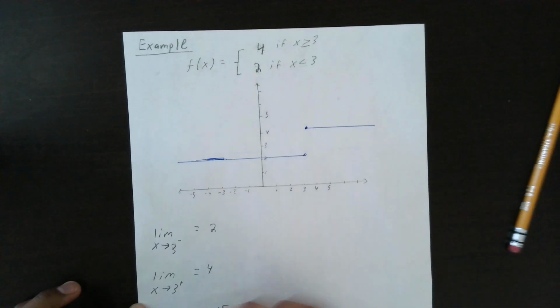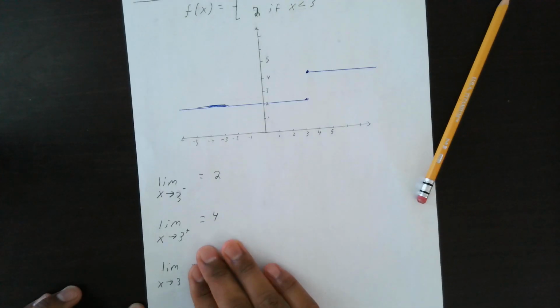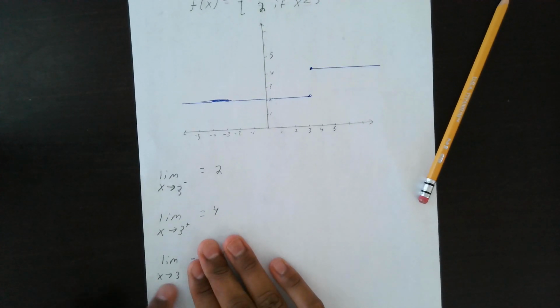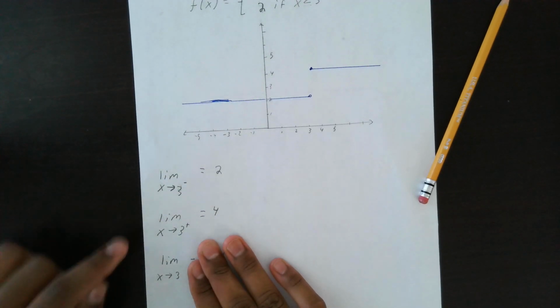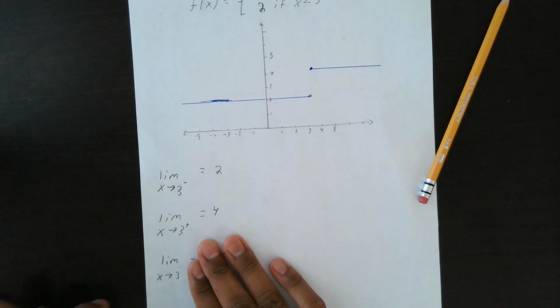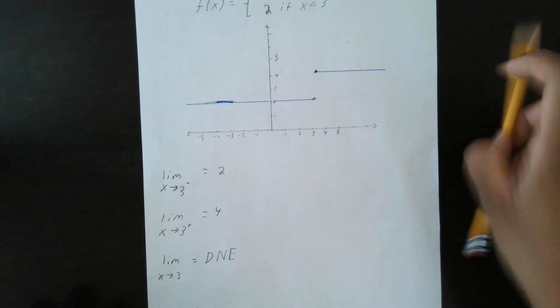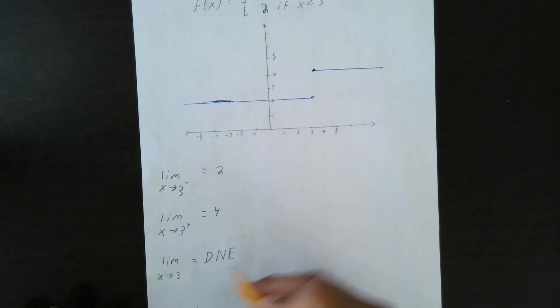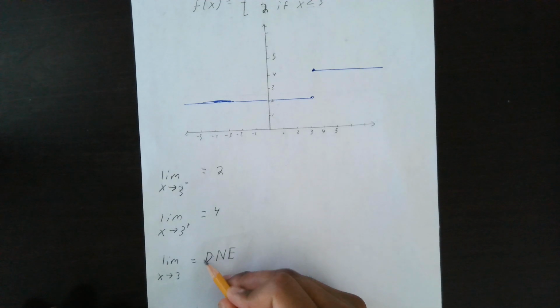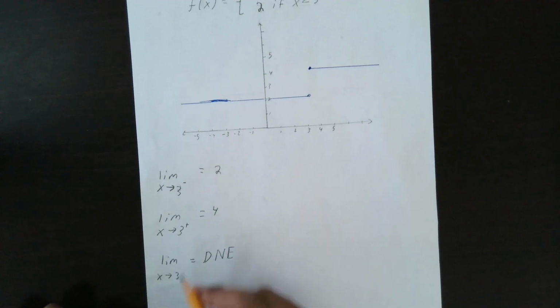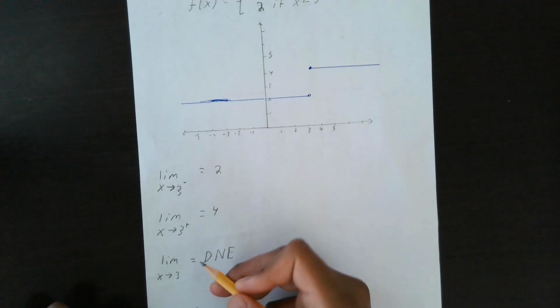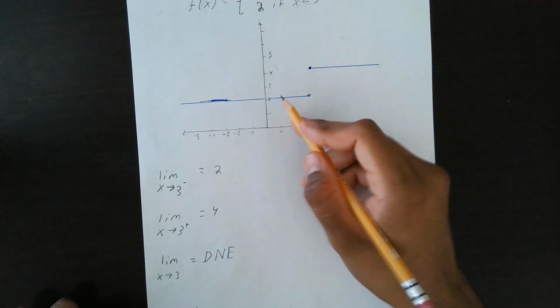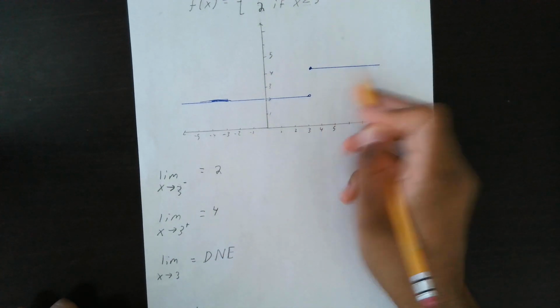Now, what would be the limit as we just approach 3? Well, since the left-hand limit is different from the right-hand limit, the limit does not exist. So I wrote DNE, that stands for does not exist. The limit as x approaches 3 is just not there because we have a different limit from the left side and a different limit from the right side.